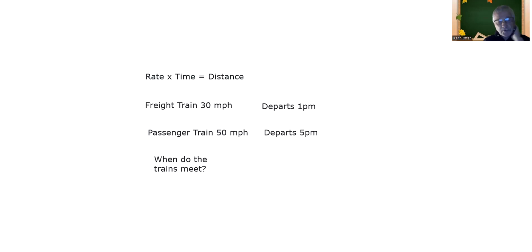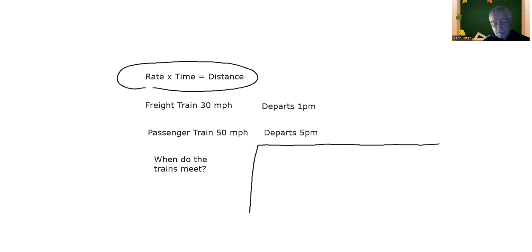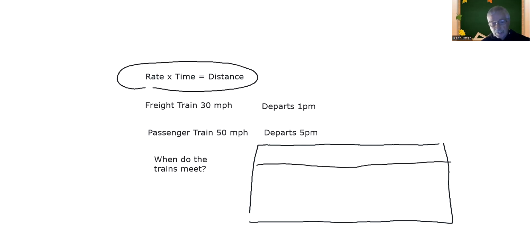The key to this problem is the equation: rate times time equals distance. So here's the key right here. Right here is the key to the problem. So what you want to do is set up a little grid, a little box, and set it up with the equation on the top. You have rate times time equals distance.